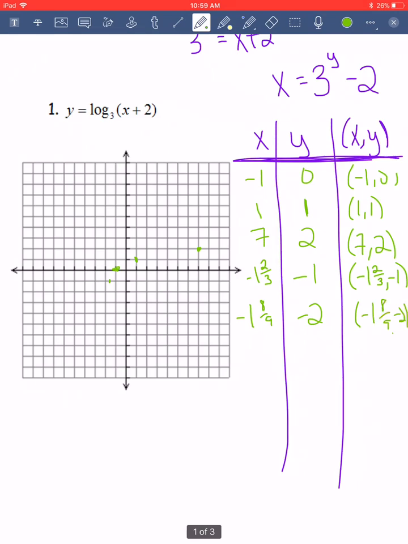So I'm getting closer to negative 2, but I'm not quite there yet. Plugging in negative 3. 3 to the negative third power is 1/27. And 1/27 minus 2 is negative 1 and 26/27. So I'm getting as close to negative 2 as possible without touching it. So this is about what my graph will look like.